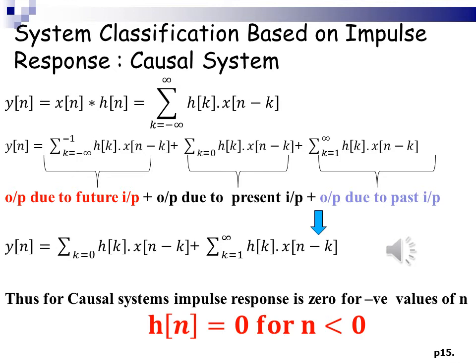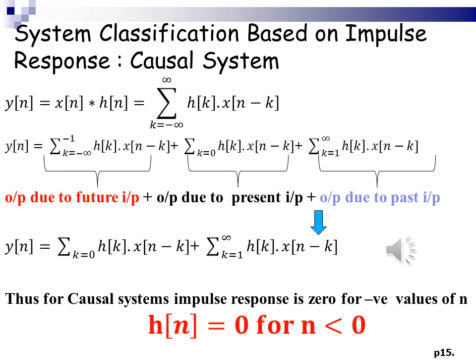So we say that output should be 0 for future input. That means the first summation should be 0, and the remaining two summations will generate the output. So for a causal system, y of n is equal to h of 0 into x of n, plus summation k goes from 1 to infinity h of k into x of n minus k.